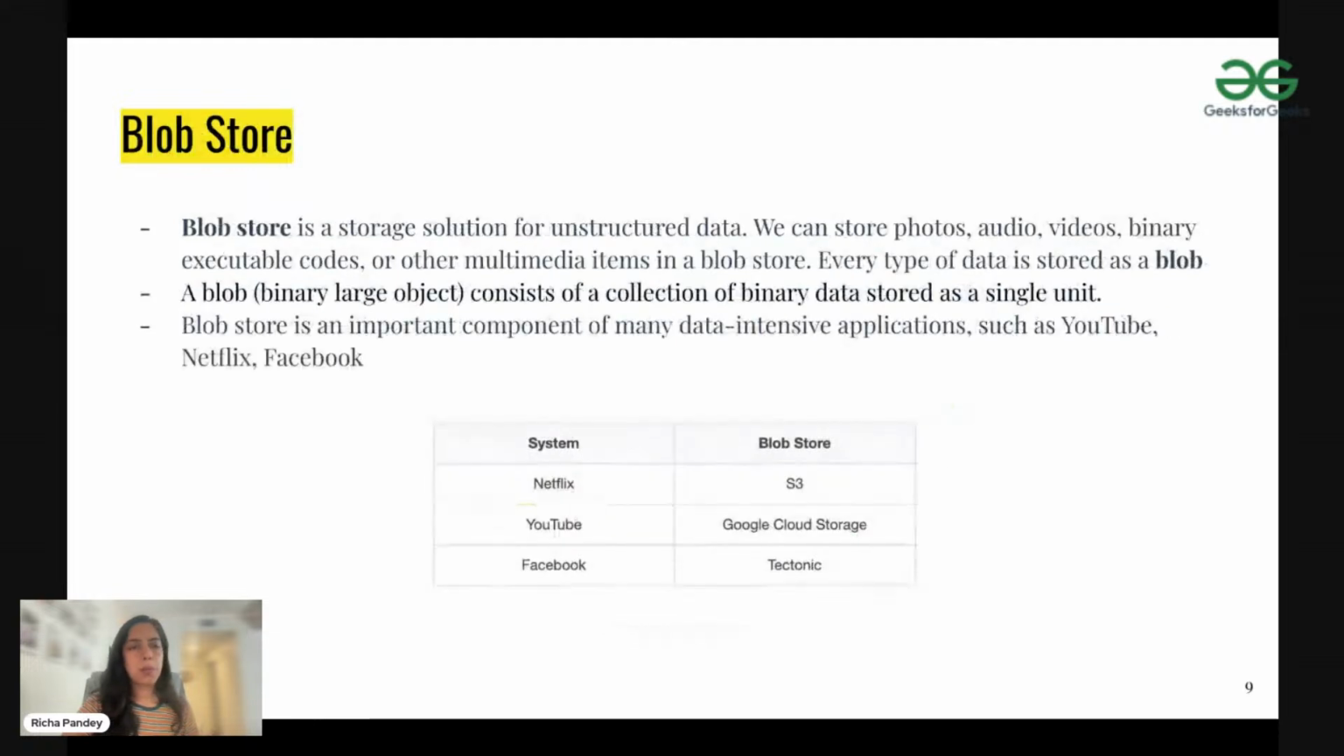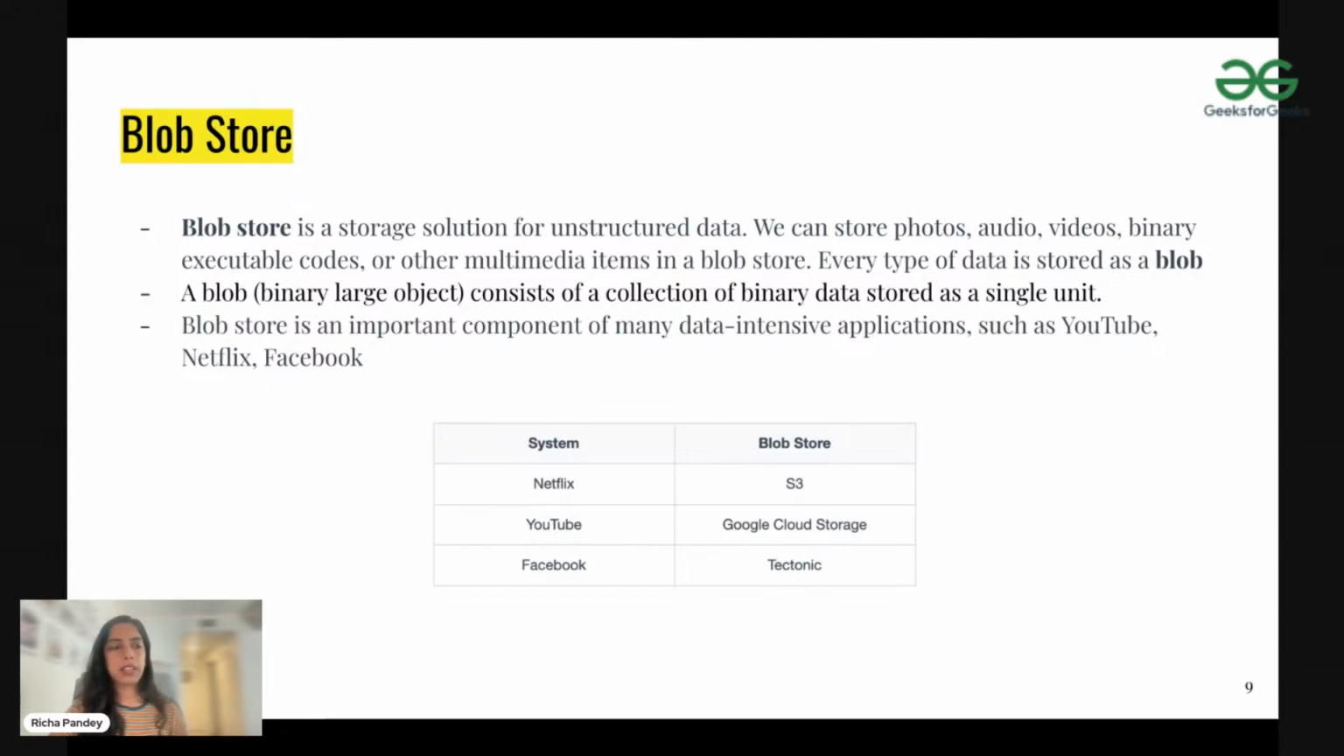It's called Blob Store. Blob stands for Binary Large Object. It's a storage solution for unstructured data. So, what is unstructured here? We can store photos, audio, videos, binary, executable codes, or any multimedia.